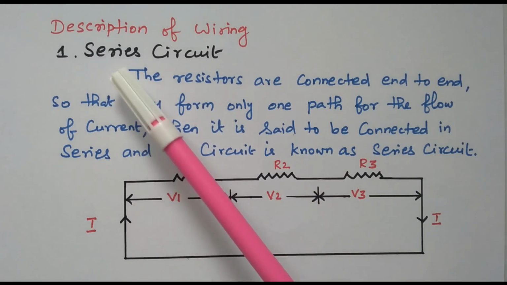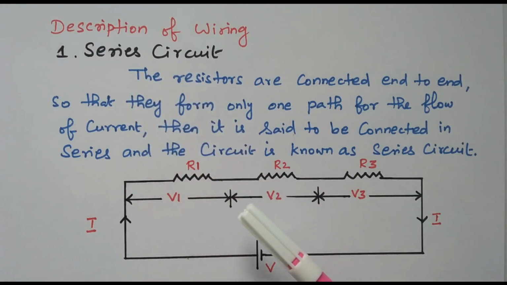Now we'll see the first type, series circuit. The series circuit means consider the resistor. Three resistors are connected end to end. One end of the resistor is connected to another resistor. So we have three resistors, R1, R2 and R3.